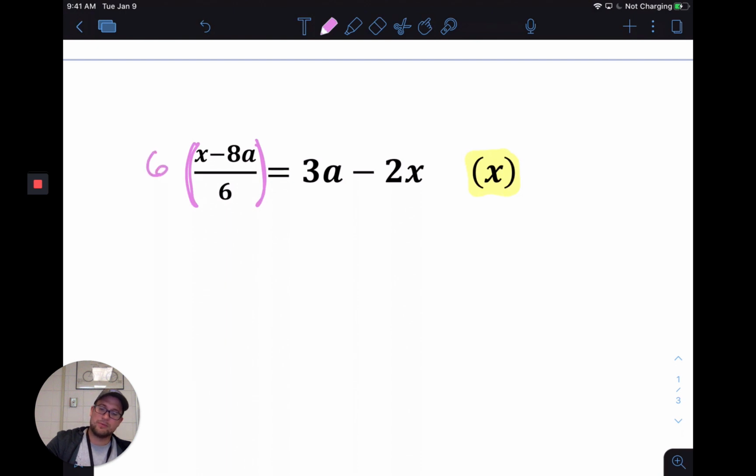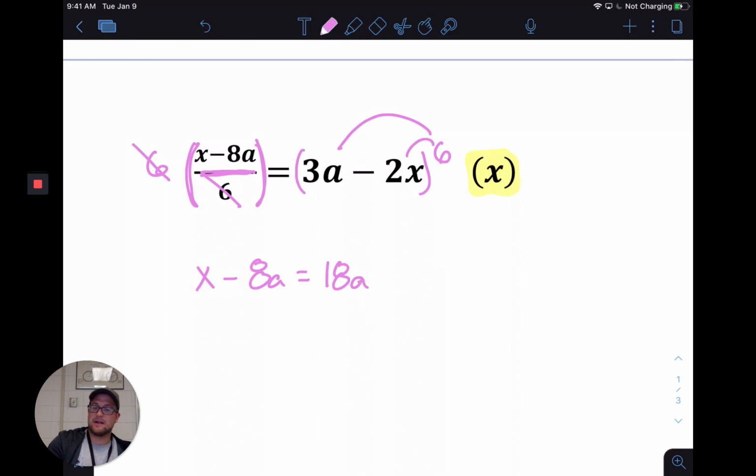So we're going to multiply both sides by 6. Since this whole side is being divided by 6, multiplying by 6 will cancel it out. And we have to do the same to this side. And we're multiplying the whole side by 6. So 6 and 6 are going to cancel each other out. And we're going to be left with x minus 8a. And on the other side, 6 times 3a is 18a. And 6 times a negative 2x would be a minus 12x.